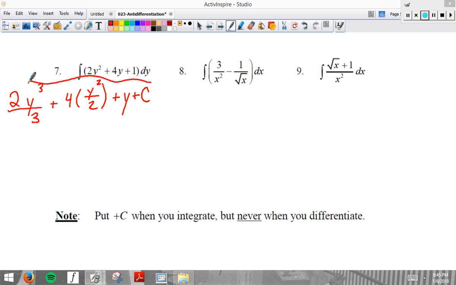No need to simplify. If you took this derivative, you would get back here. You don't need to simplify this at all. If you wanted to simplify as you go, great.